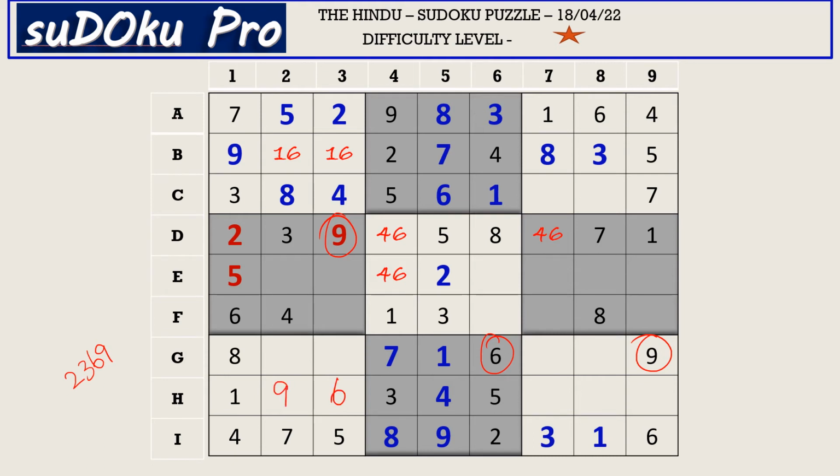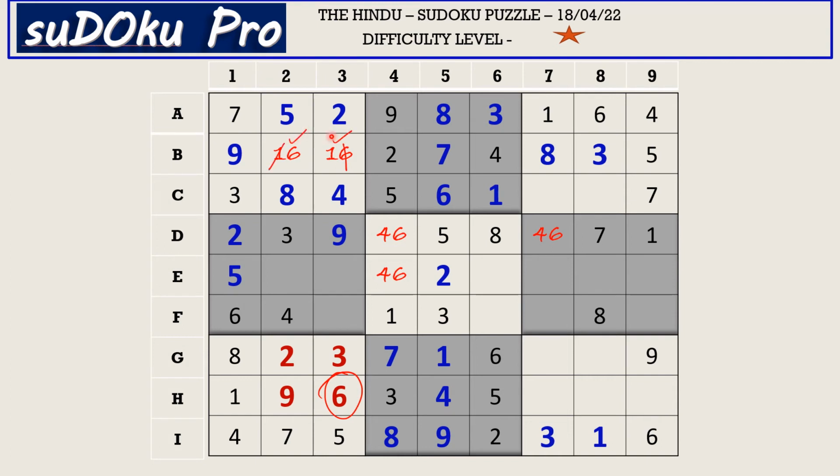Now the remaining numbers are 2 and 3. There is a 3 blocking from here. So G2 takes 2 and G3 takes 3. This 6 here cancels out the 6 here in B3. So B3 is now 1 and B2 takes 6.